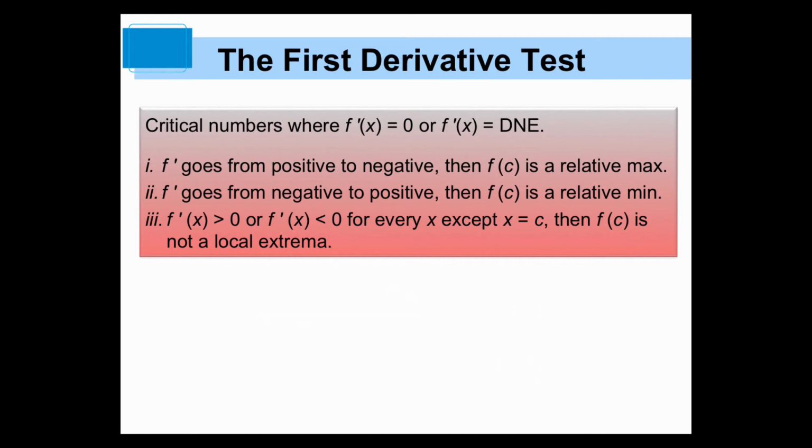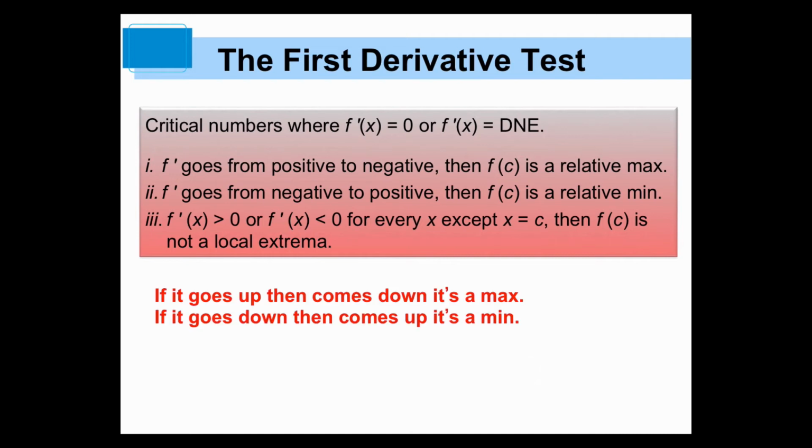Okay, we good? All right, let's do some examples. Yeah, so that's pretty logical. If it goes up then comes down, you got a max. If it goes down then comes up, you got a min.